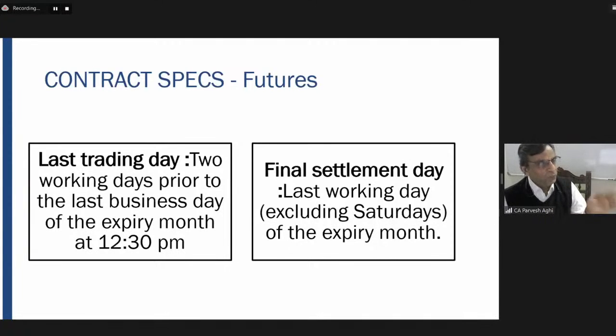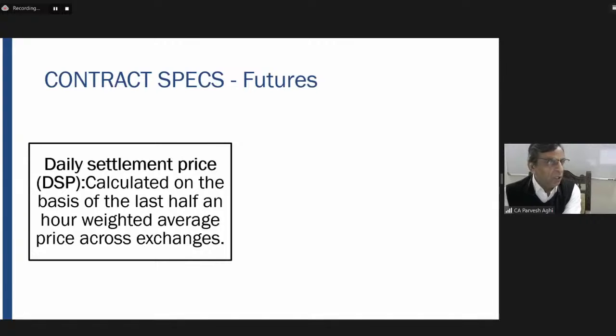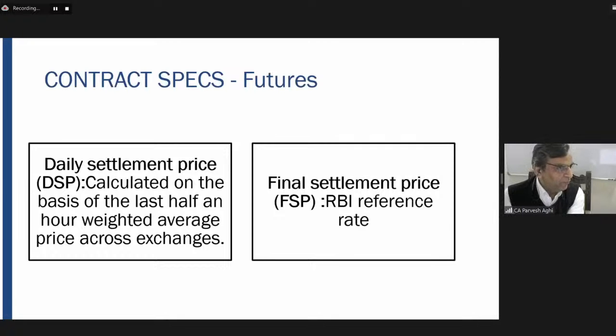So the last trading day means when you can place a bet. Either you can go long or short. It has to be 2 days prior to the last business day. And the final settlement happens on the last working day, excluding Saturday, of the expiry month. Now there are 2 kinds of settlements which are happening: daily settlement, which is called the mark-to-market settlement, and the final settlement. So daily settlement takes place in the stock exchange. This is to ensure a kind of default-free, riskless trade.